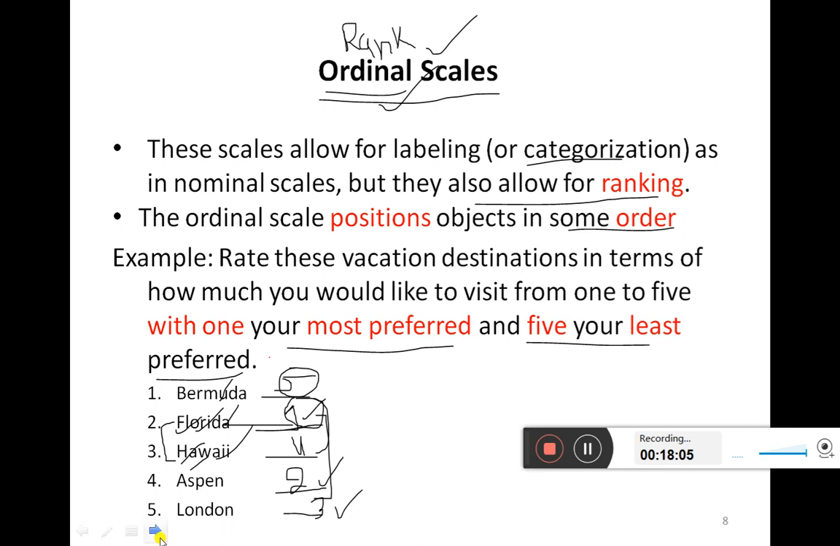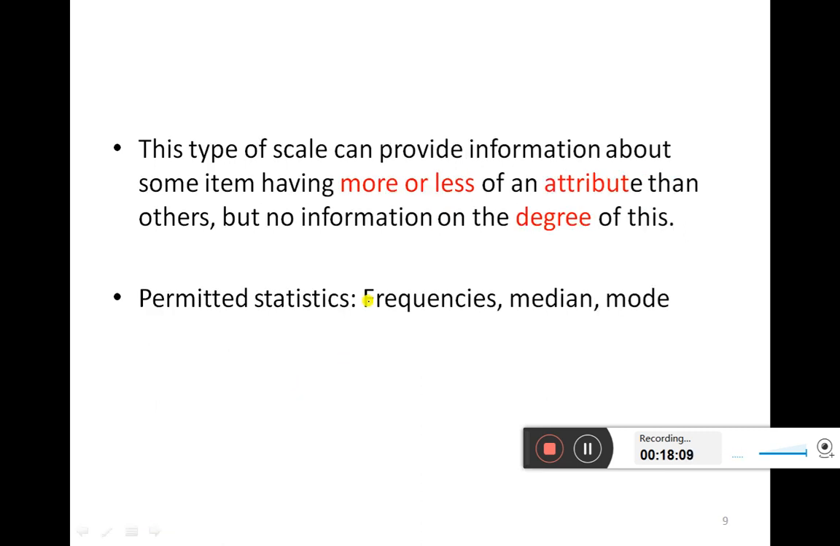It means that we can do ranking, order work, but the degree of the attribute, less or more, is not clear. The degree is not clear. But I cannot say, for example, that Mr. A is 1%, 2%, 3%, 10%, 5% more intelligent than Mr. B. Such a degree of attribute is not possible in the ordinal scale.